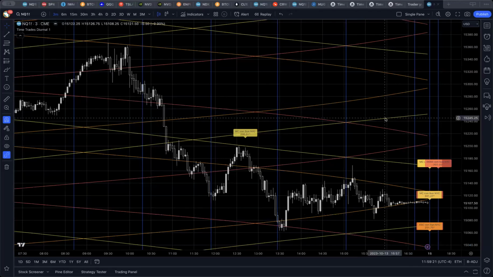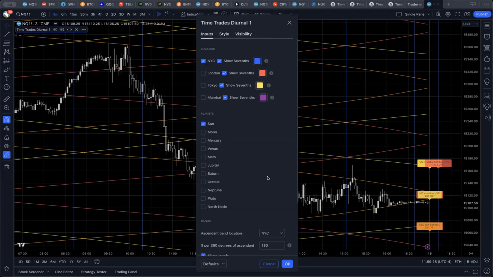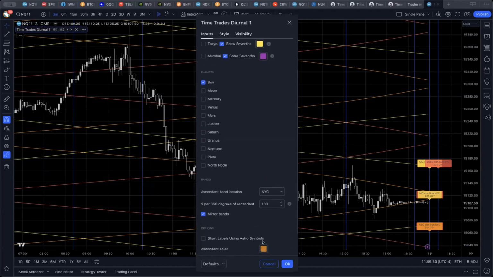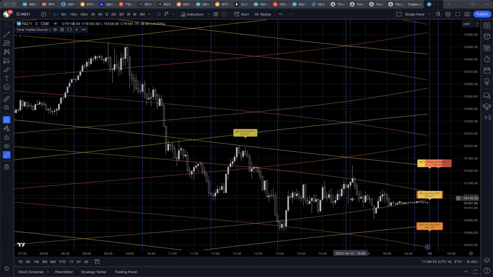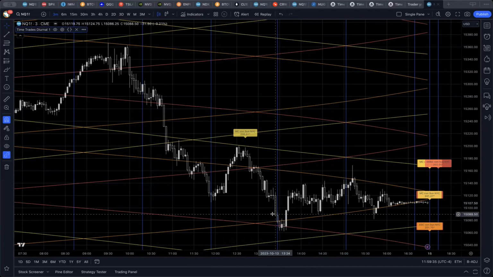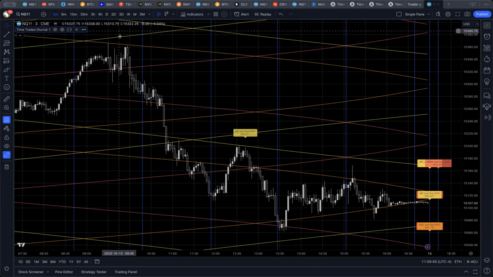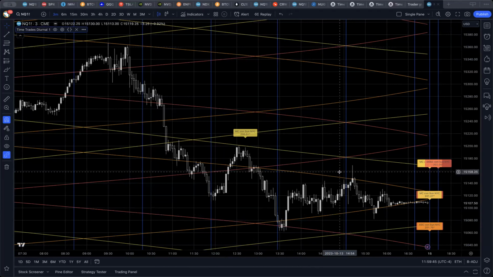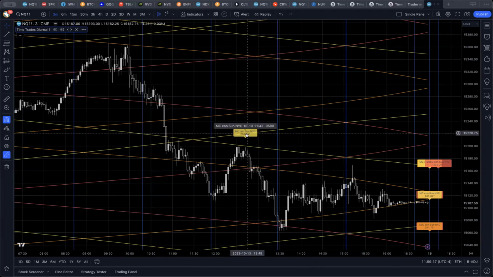Okay. So what we're looking at here, of course, is NQ futures with a setting of 180 on New York with mirrored bands. You can just instantly see how solid this is by capturing the resistance levels over here and the support levels here. And then again, we've got sun conjunct the midheaven right on this little recovery top.